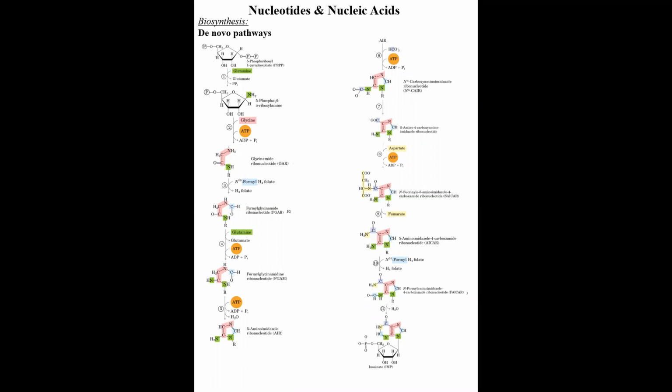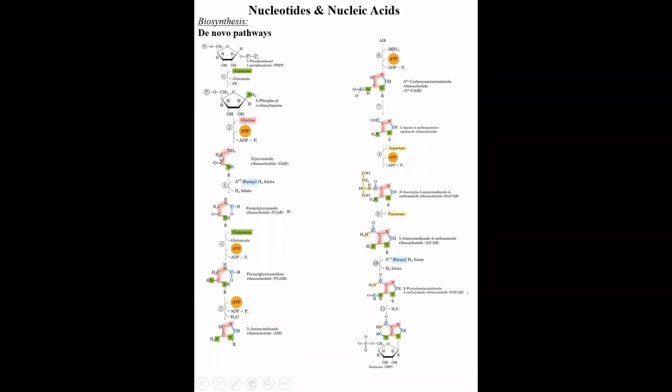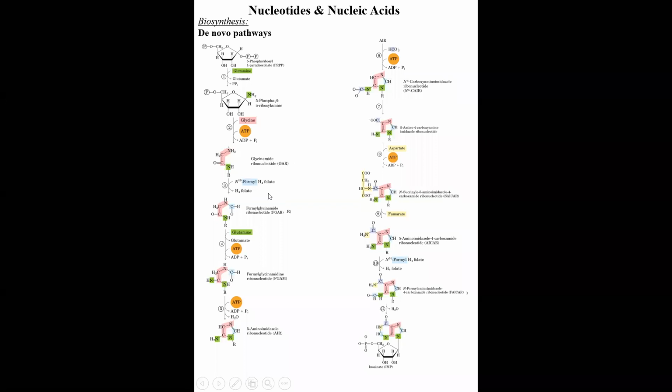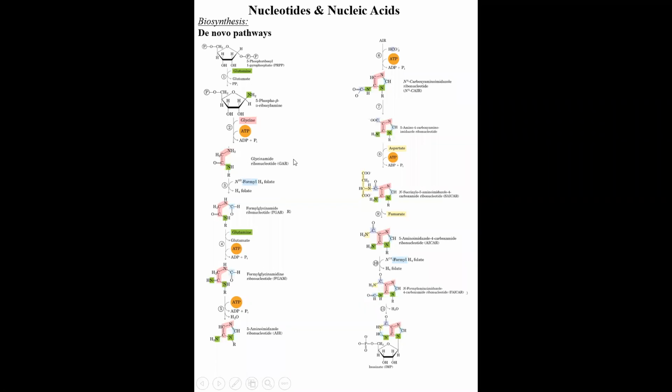Okay, next atom is, so glycine is added, and if glycine is added in any compound, it becomes glycinamide, because along with this glycine, amino group is there. So it becomes glycinamide ribonucleotide. R is attached here. Glycinamide ribonucleotide. And from this glycinamide ribonucleotide, it is basically next step.